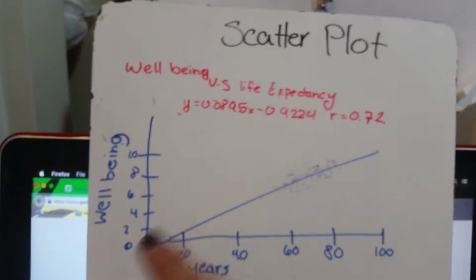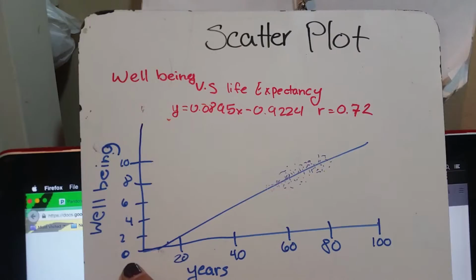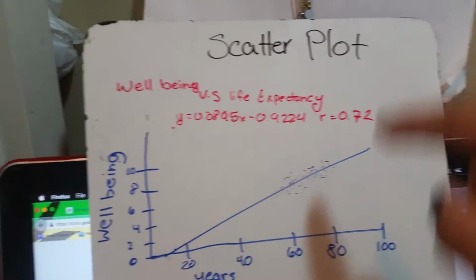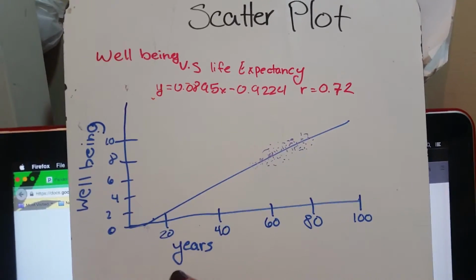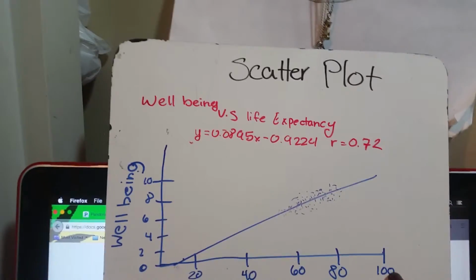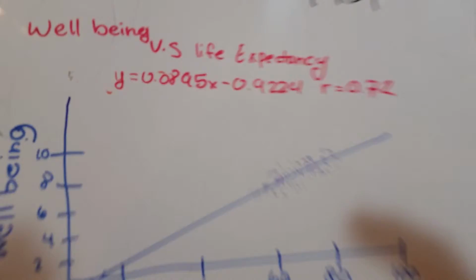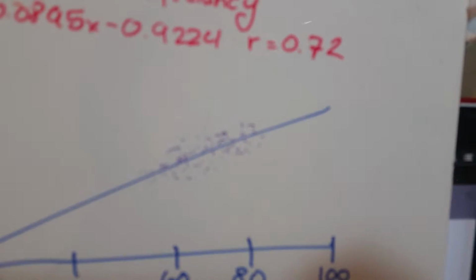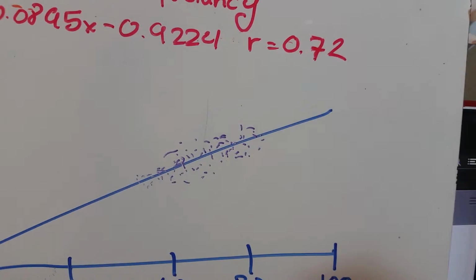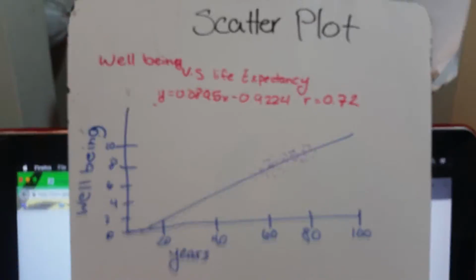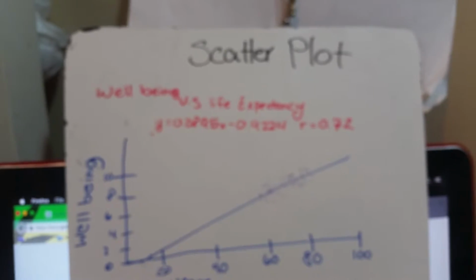So we have the well-being here, 0, 2, 4, 6, 8, 10, and then we have years of age, 20 to 100. And those little purple dots are the average. So as you can see, the older you get, the happier people get.